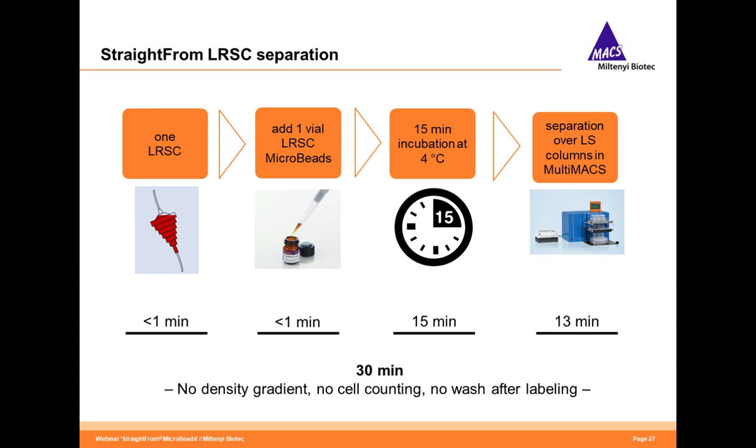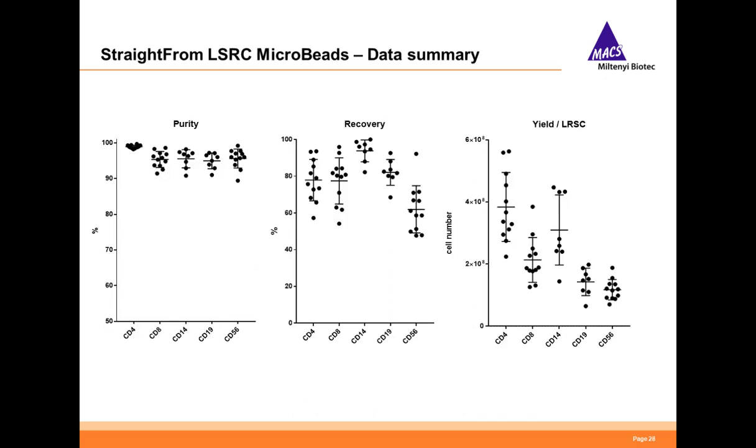After this addition of the MicroBeads, within 15 minutes of magnetic labeling, you can take the samples directly and process them over the magnetic columns in the MultiMACS or in the QuadroMACS. Again, 30 minutes without density gradient centrifugation, no cell counting, and no wash after labeling.